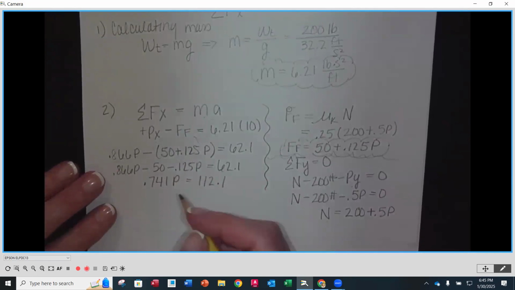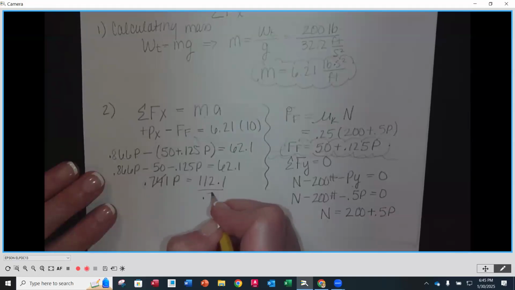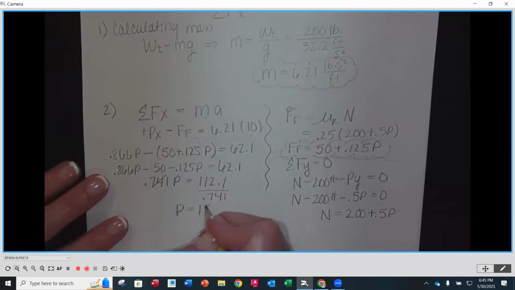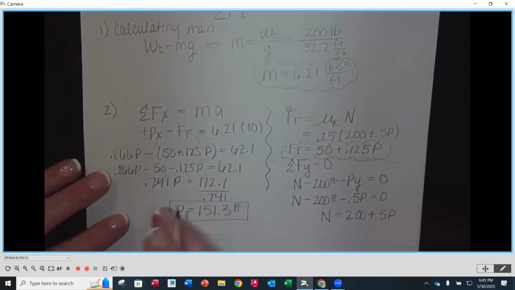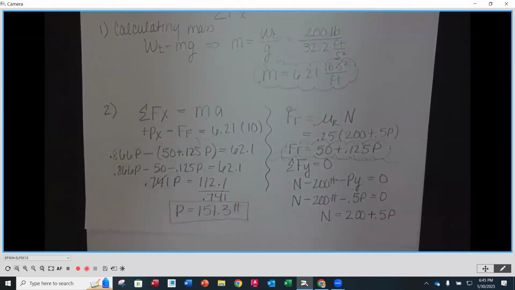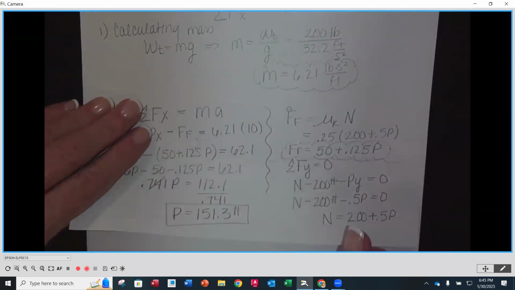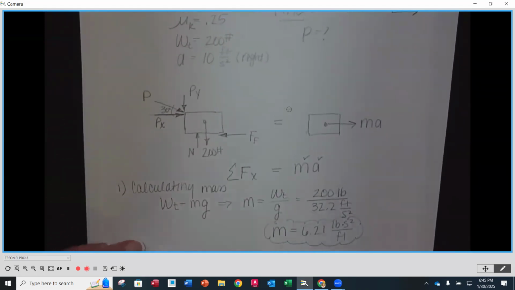So solving for p, I'm going to divide both sides by 0.741. P is equal to 151.3 pounds. Right. So to maintain that 10 feet per second squared, I need to push on my block at that 30-degree angle with 151.3 pounds. Okay.